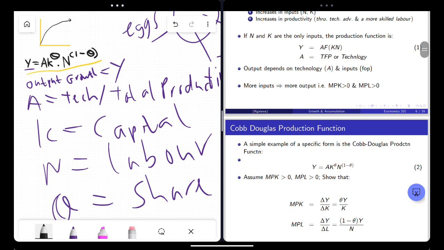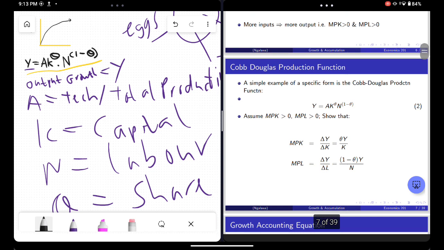Okay. So now, how do they ask you this in the exam? They'll tell you A is 20, they'll tell you K is 50, they'll tell you N is 7. Then they'll say theta is 0.3. Work out Y. Or they'll give you Y, they'll give you A, they'll give you N, they'll tell you theta, and you have to work out K. So that's solve for X, right? That's maths right there. So that's how it'll work. If you know the equation, you know how it works.